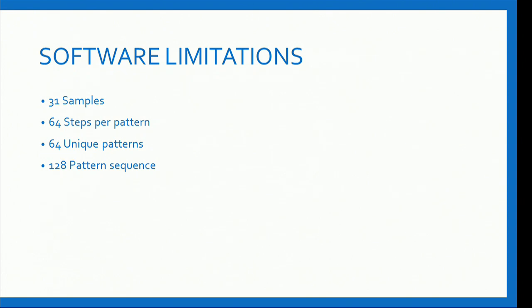Okay, so the software limitations within Protracker is you could have 31 samples, 64 steps per pattern, 64 unique patterns, and 128 pattern sequence, which is not a lot.